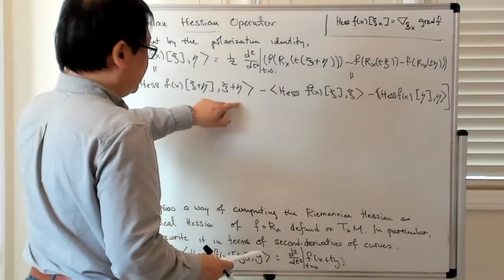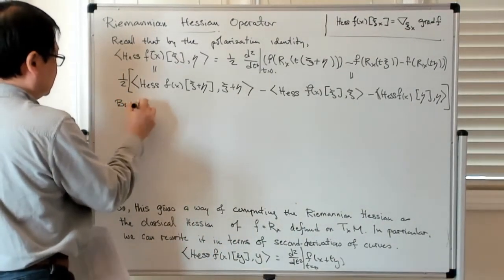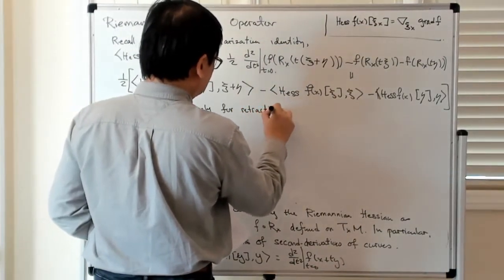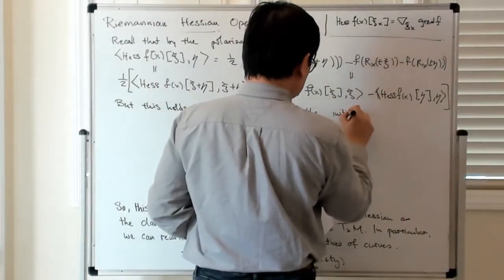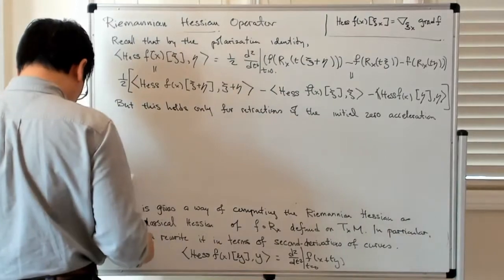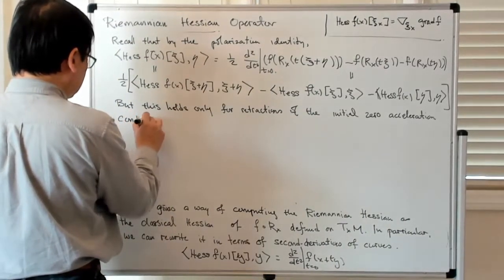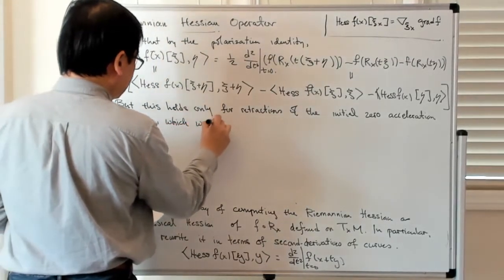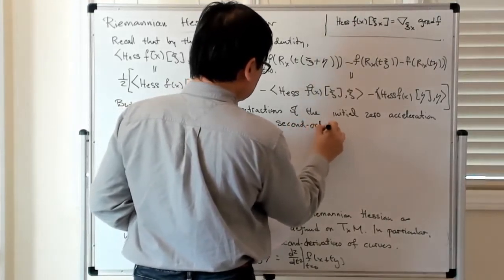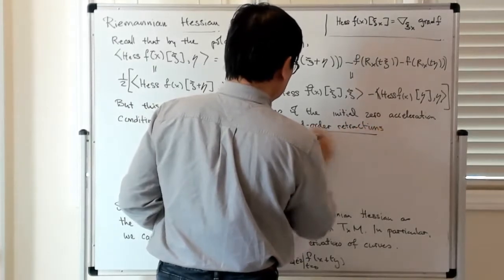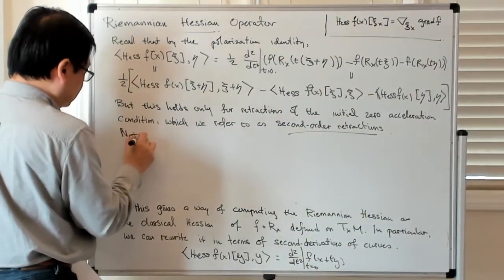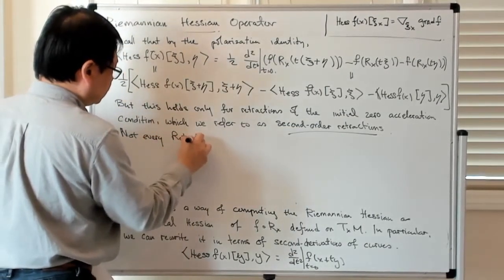So you have to have some zero initial acceleration condition. This holds only for retractions with this initial zero acceleration condition, which we refer to as second order retractions. And as you might expect, not every retraction satisfies this property.